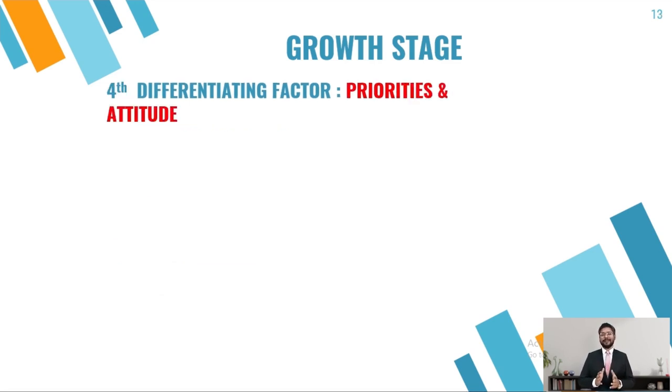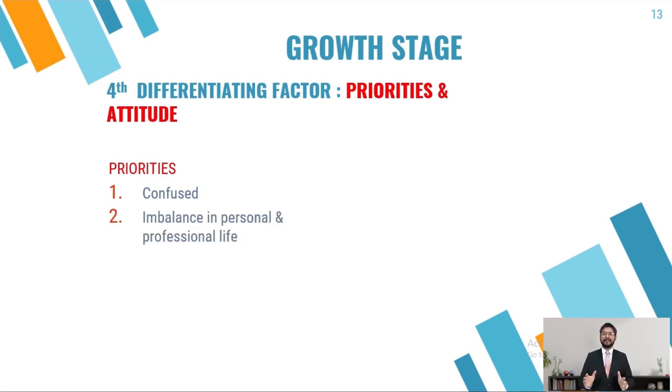Now let's move to the fourth differentiating factor, that is priorities and attitude. If we talk about priorities, most dentists in growth stage are confused between personal life and work life. Most of your patients are not ready to get treated by other doctors in your team, and your spouse, kids and parents want your attention. Now you are confused if you should give more time to your family or to practice. So in short, there is an imbalance in your personal and professional life.